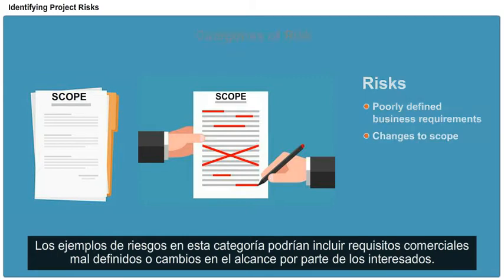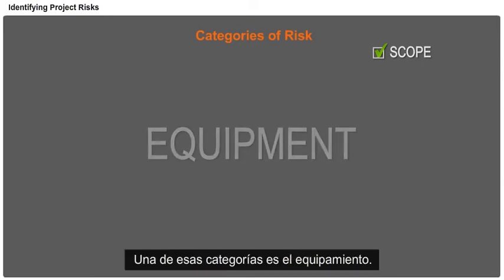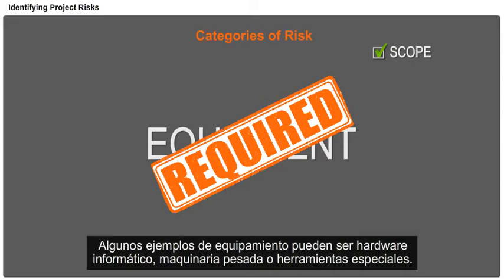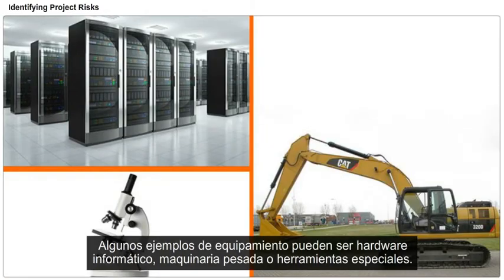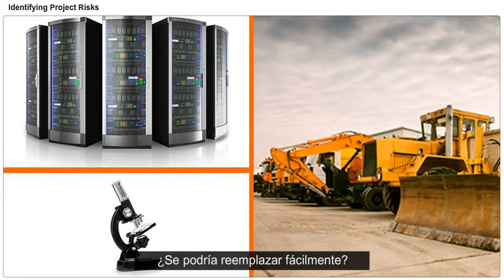Now that you've examined the project scope, you should take a look at all the elements you need to complete the project. One of those categories is equipment. Specifically, the equipment needed to complete the work, not equipment that is a deliverable of the project. Examples of equipment might be computer hardware, heavy machinery, or specialty tools. Ask yourself what would happen if the equipment isn't available, an order is delayed, or if the equipment breaks down. Could it be easily replaced?